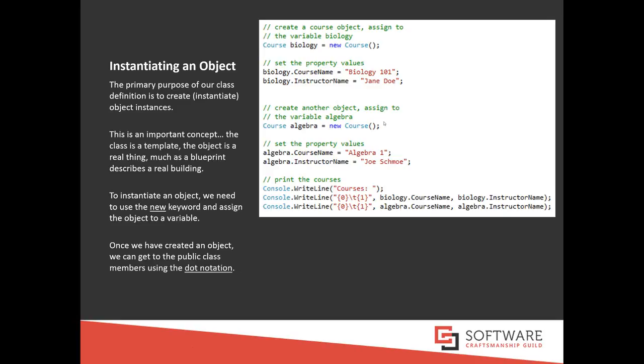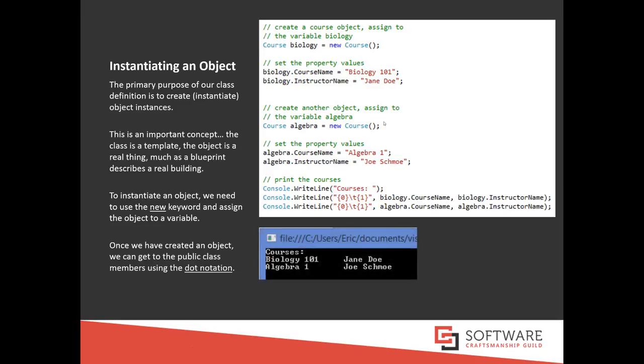So let's print out the courses. We'll do Console.WriteLine, substitution 0, tab, substitution 1. And what data would I like to pass in? Well, I would like the course name from the biology object and the instructor name from the biology object. And then on the next line, I want to do the same thing, but this time the course name from the algebra object and the instructor name from the algebra object. We'll see when that runs, it will print out the data that exists inside those objects. It's as simple as that.